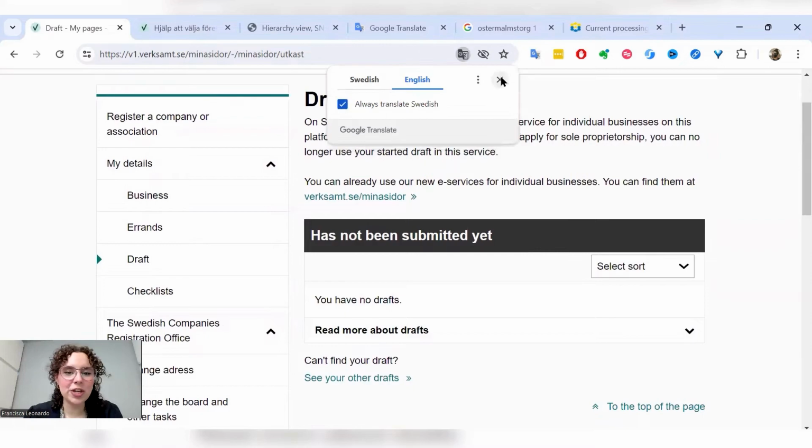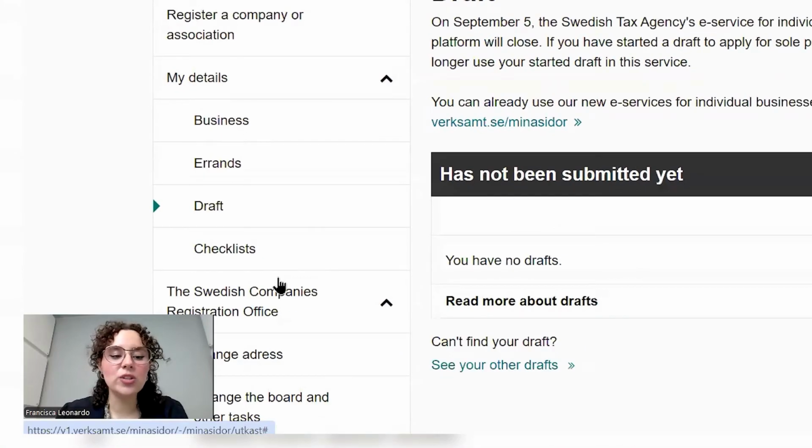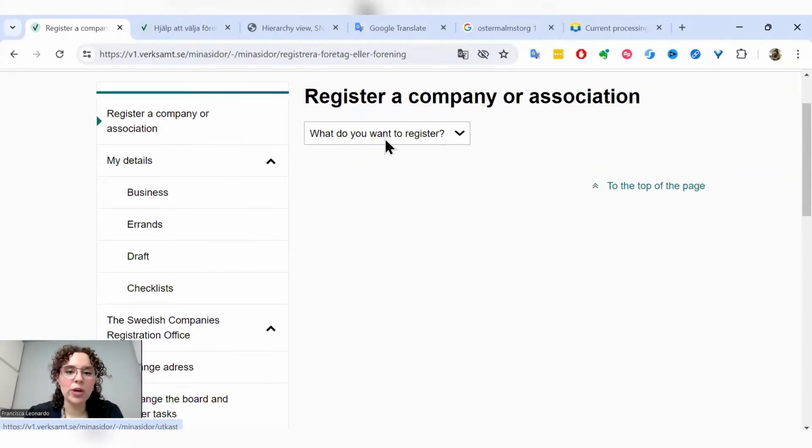You have some information here about how to register your businesses. What you want to do, especially for an aktiebolag, a limited liability company, is register a company or association. So we will go over here. What do you want to register?